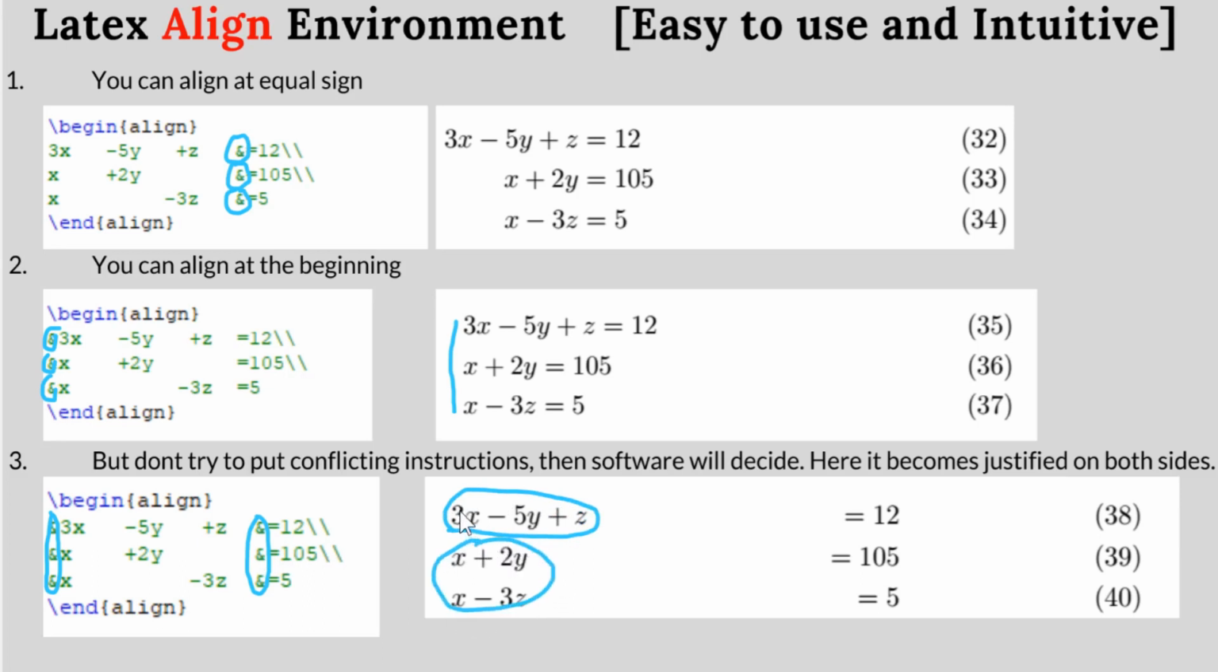So therefore, it's not possible to align them at the equal sign, because even if it allows the alignment like this, the software has to change this distance, or you can say adjust this distance. So then the software tries to optimize the alignment, and in most cases you will see that it will right justify. It will just align the right side of the equations.